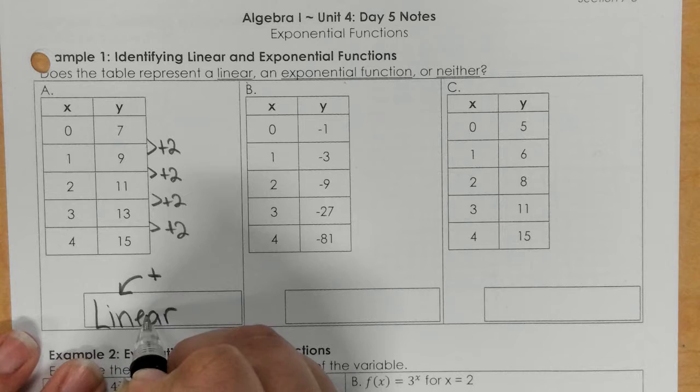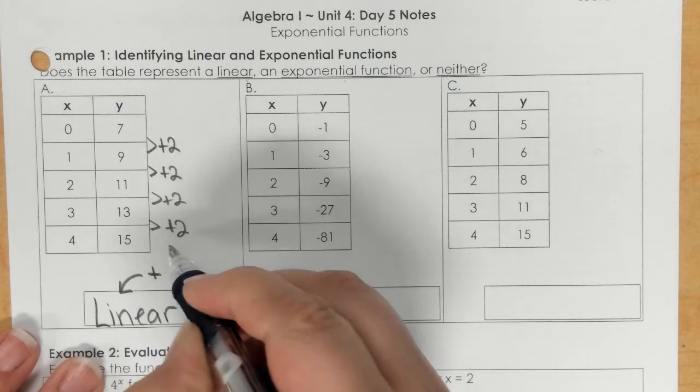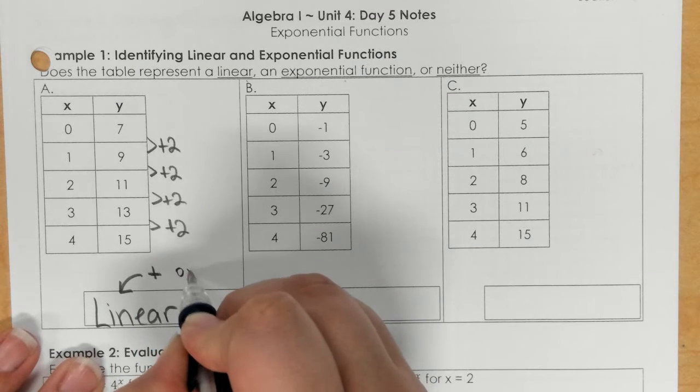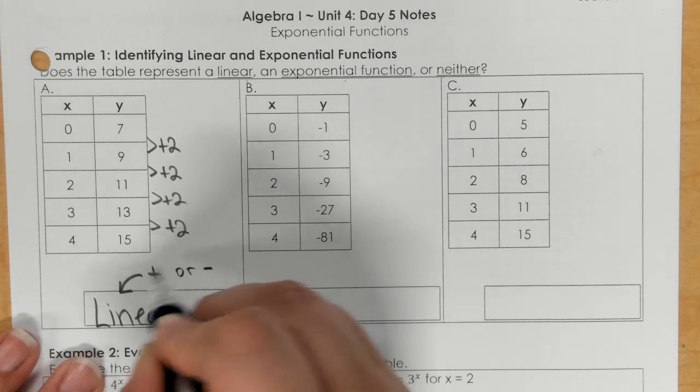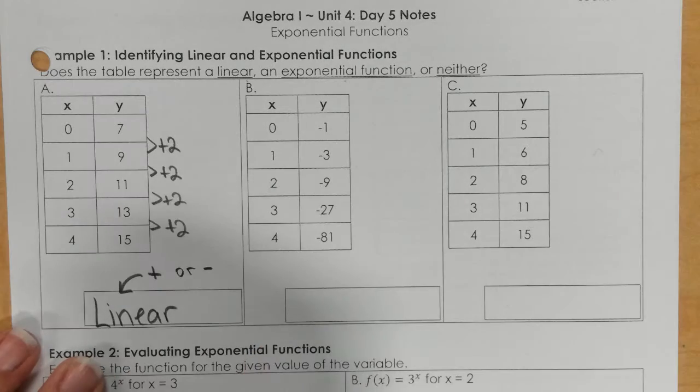Now, if something is linear, it could be increasing or decreasing by the same amount, but I have to use addition or subtraction. Like I'd add something or I would be subtracting something.